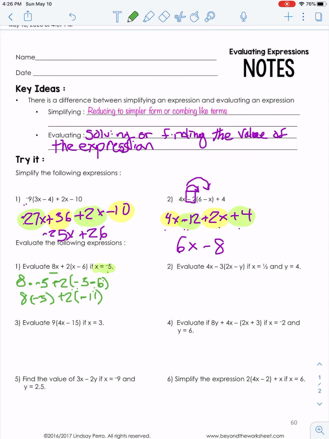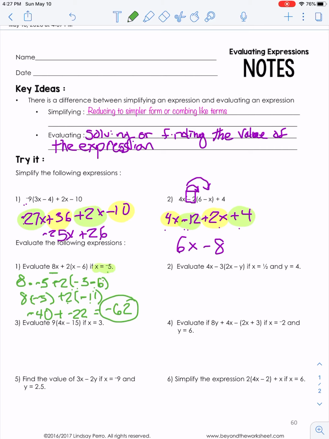So order of operations says next that we do our multiplication. So we have an 8 times a negative 5. So we get negative 40 plus 2 times negative 11 is negative 22. Last we add. So we have negative 40 plus a negative 22. So we have a negative 62. So our answer when we evaluated that expression is a negative 62.